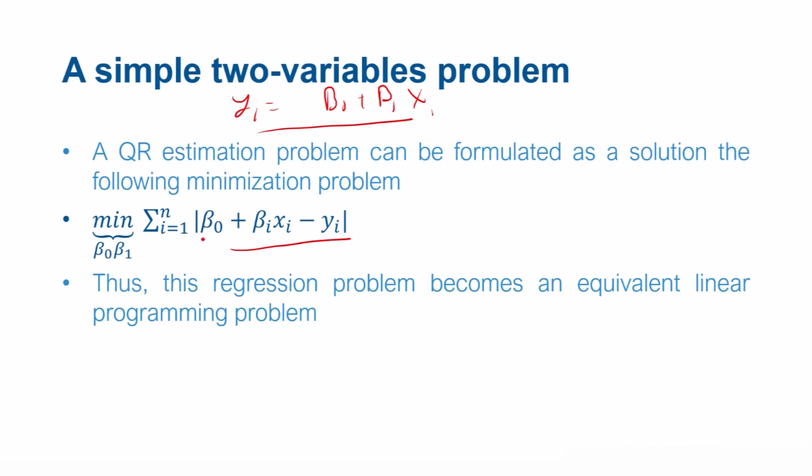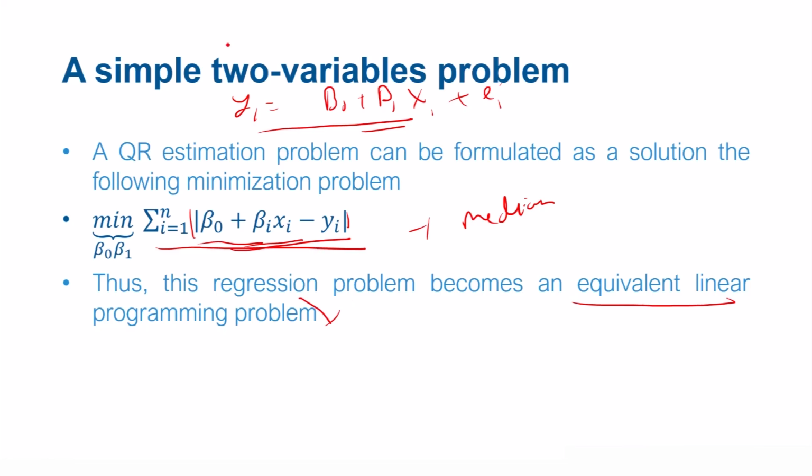Here, we are trying to minimize this, and you can think of this as the residual or error term from the model. Because we are taking the magnitude of this residual, we are trying to minimize the summation of it. This will give us the median. So this is the median estimation problem, and it can be transformed to an equivalent linear programming problem.